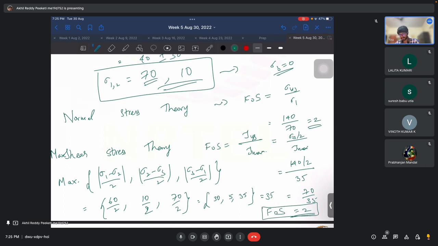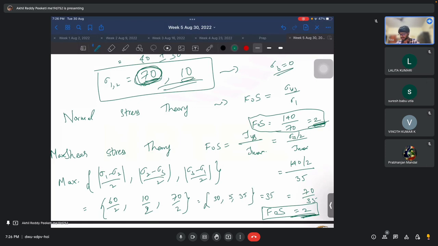So here in this case, what you are getting is that the factor of safety from normal stress theory and shear stress theory are both the same, if you have noticed. In these cases where both principal stresses are positive, one of the maximum terms would actually give you the maximum shear stress. So in that case, we will have both factors of safety the same.